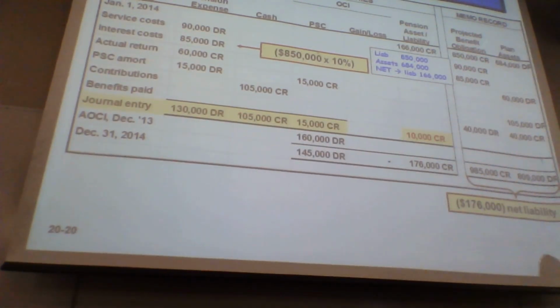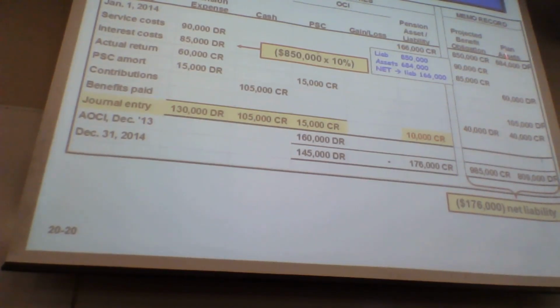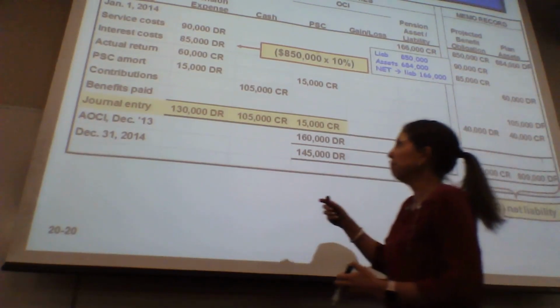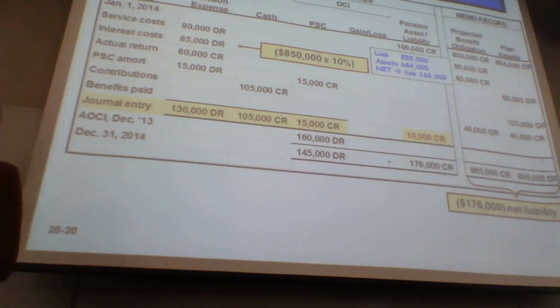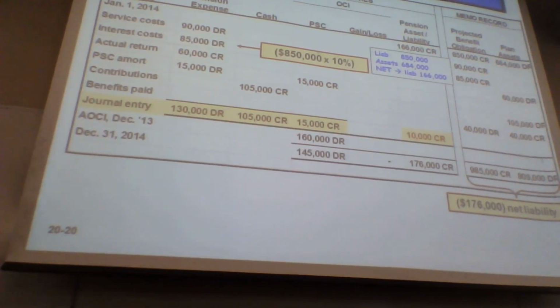The $850,000 credit, the liability balance, and then the $684 debit balance in our plan assets. Okay, then we go through each component of pension expense, and we stick to that same order that I introduced at the beginning of the chapter. Starting with number one, what are the service costs?